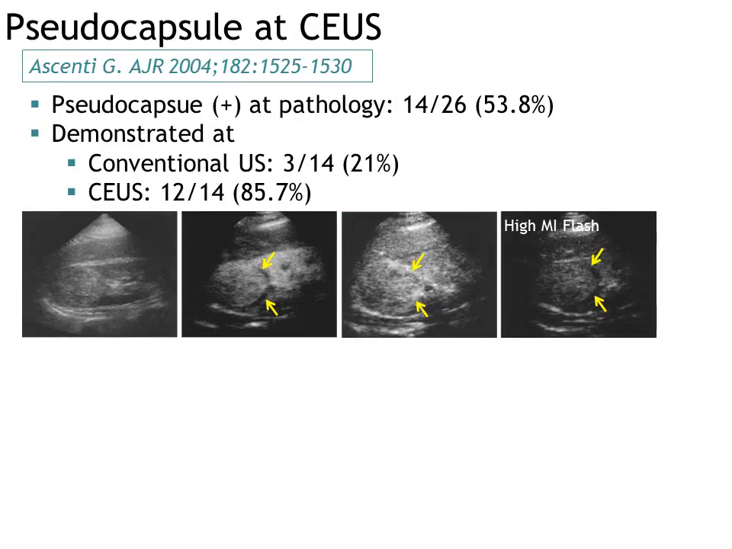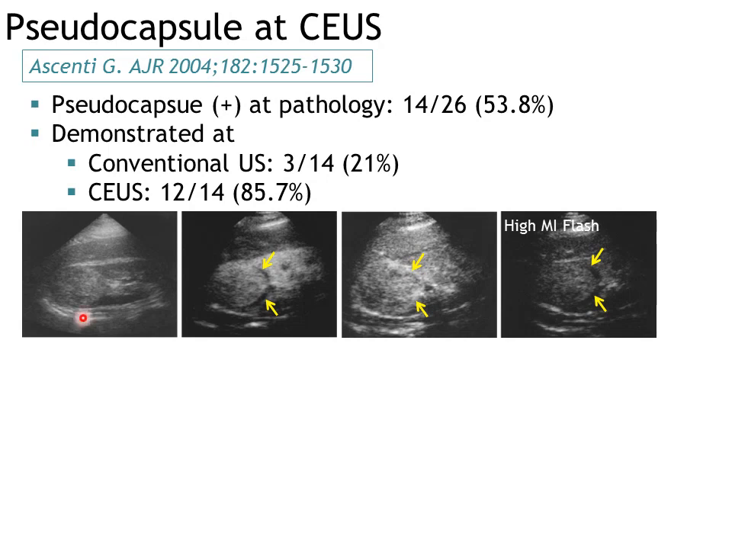There are articles reporting that contrast-enhanced ultrasound is good at demonstrating pseudocapsules. In this article published in Italy in 2004 by Asenbaum et al., pseudocapsule was present at pathologic examination in about half of 26 renal cell carcinomas. They reported that only about 20% of them were demonstrated at conventional ultrasound, but more than 80% of them were demonstrated with contrast-enhanced ultrasound. This is a case of renal cell carcinoma in this article.